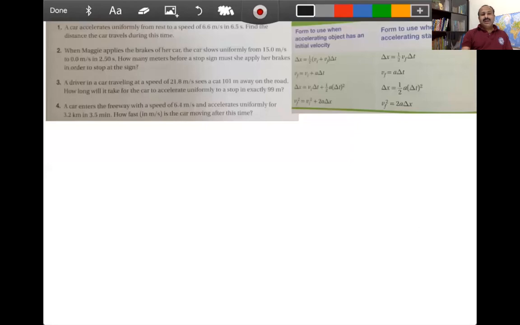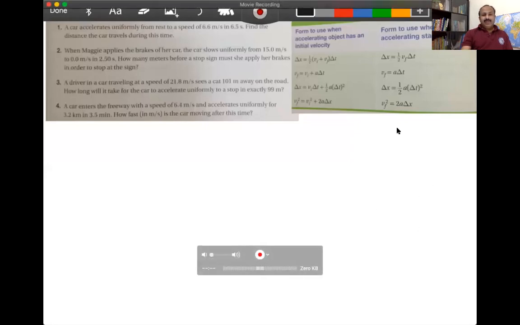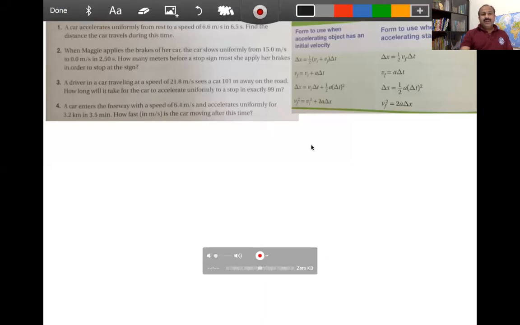A car accelerates uniformly from rest to a speed 6.6 meter per second in 6.5 seconds. Find the distance the car traveled during this time. So this is a very easy question, and first you figure out the values given there. A car accelerates uniformly from rest.